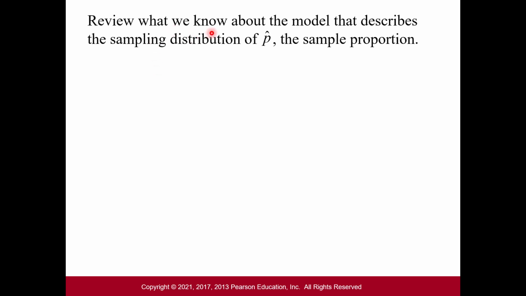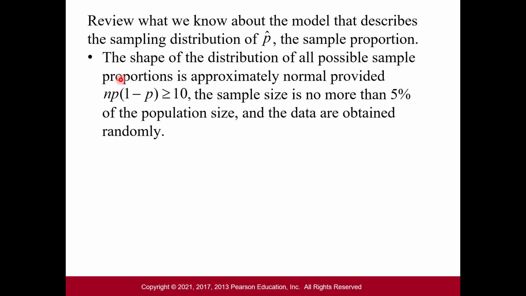So let's review some things that we've learned previously. This is about the model that describes the sampling distribution of p hat, which is our sample proportion. So p, remember, is our population proportion, but p hat is our sample proportion. We've talked about this before, but let's discuss it. The shape of the distribution of all possible sample proportions is approximately normal, and this is true if n times p times its complement, 1 minus p, is greater than or equal to 10. And then also the sample size should be no more than 5% of the population.